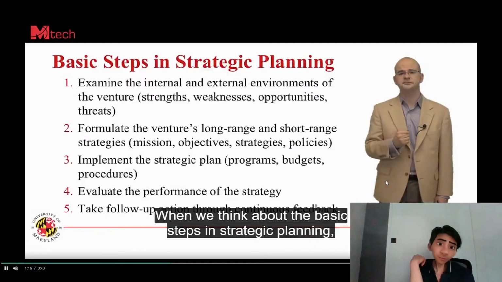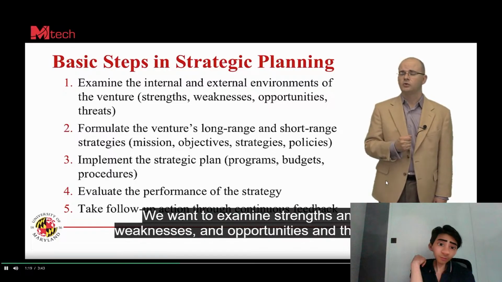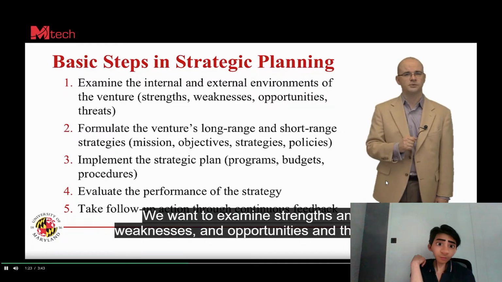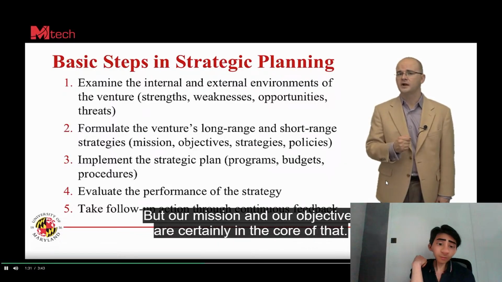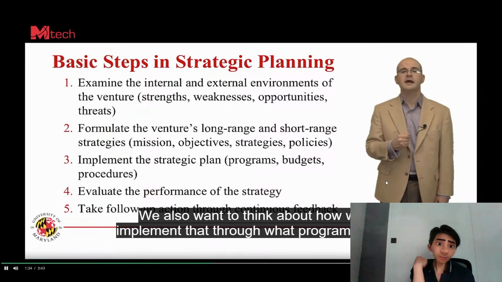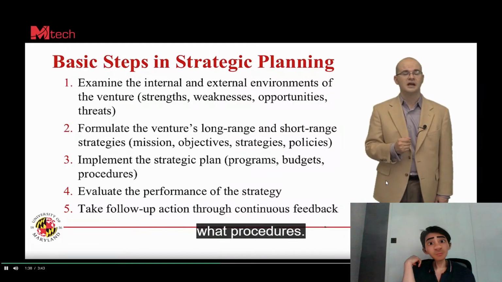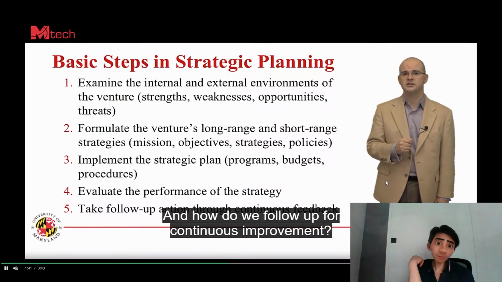When we think about the basic steps in strategic planning, we want to examine a variety of things. We want to examine strengths and weaknesses and opportunities and threats. We want to think about the long-range game. It requires some attention to the short range as well, but our mission and our objectives are certainly at the core of that. We also want to think about how we implement that, through what programs and what procedures, how do we measure our success, and how do we follow up for continuous improvement.